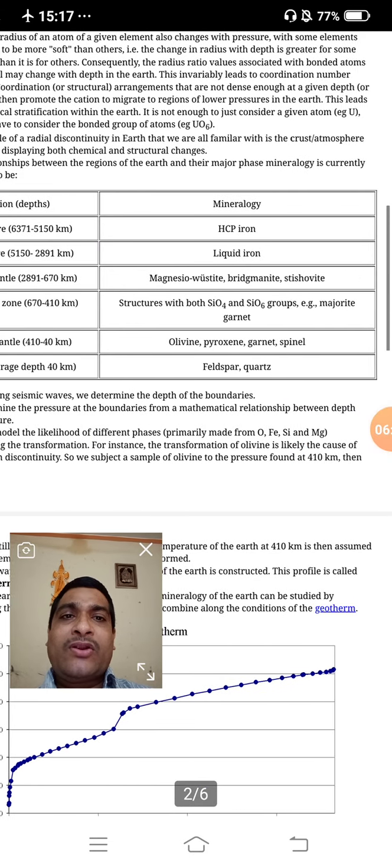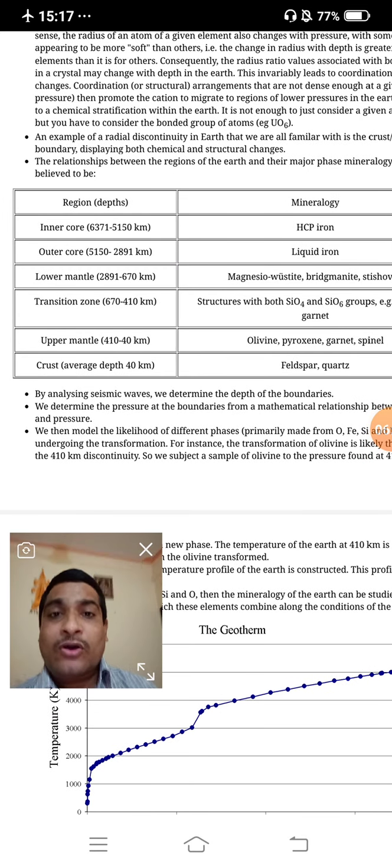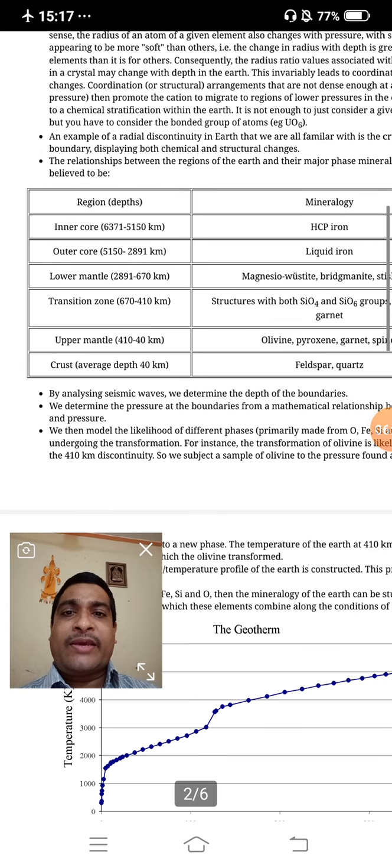This is the mineralogy of the different regions. The presence of minerals means the mineralogy of the different layers of the earth. First we start from the bottom. You see this table. At the bottom, the crustal average composition.